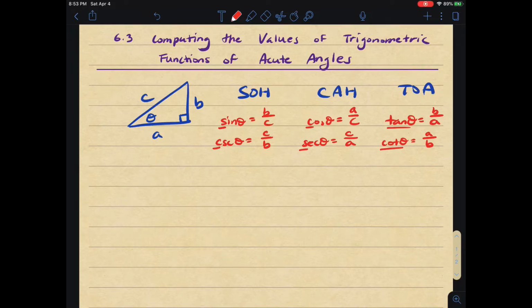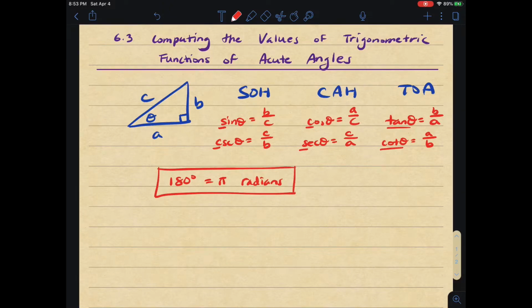If you also remember, we talked about degrees and radians, right? We talked about how 180 degrees is the same thing as pi radians. Make sure you remember this, right? And how to go from degrees to radians and radians to degrees. And we've been using the Pythagorean theorem a lot, which you probably remember, but I want to go over that again real quick. So let's get started with the lesson.